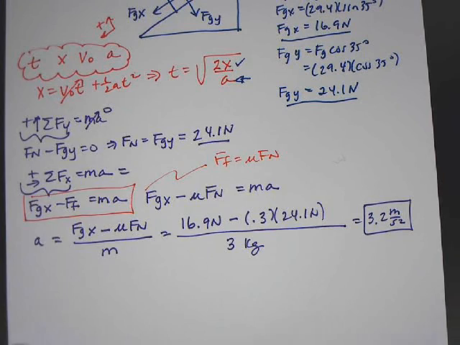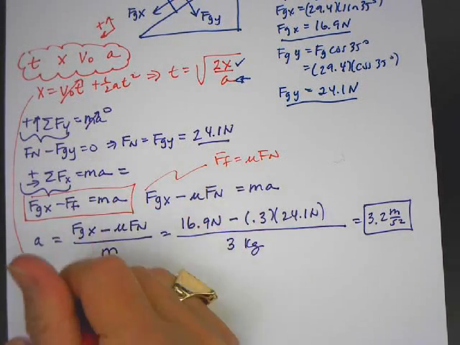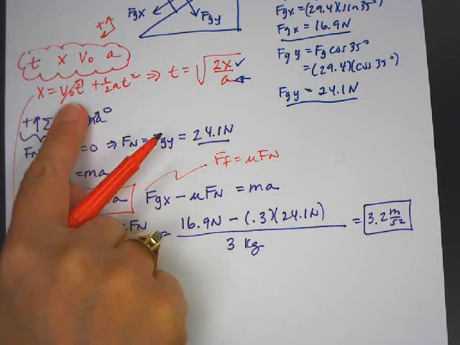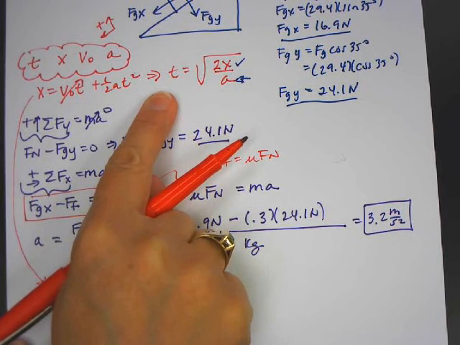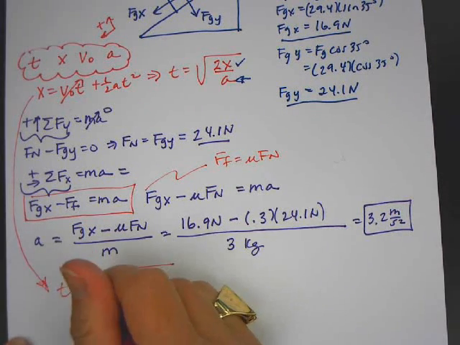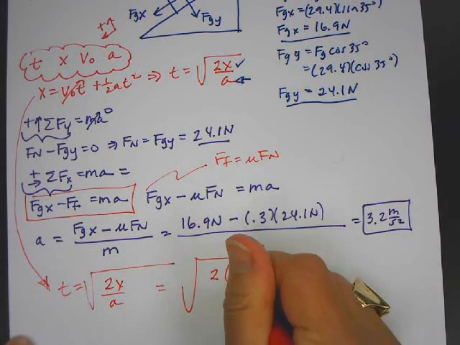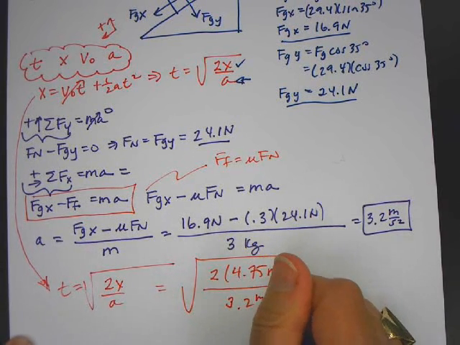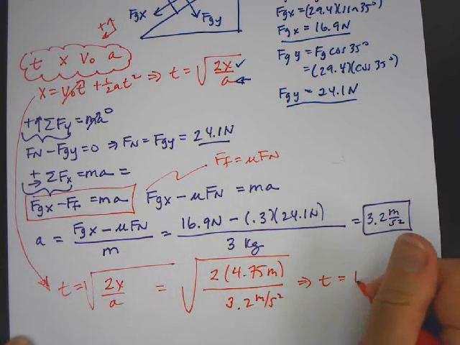And now that I found a, I'm going to go back to what I did up here. I know that x is equal to v naught t plus 1/2 at squared. It started from rest, so v naught is 0. I rearranged the equation to solve for the unknown in terms of the known, so now I'm going to substitute it in. t is equal to the square root of 2x over a. So it's equal to the square root of 2 times 4.75 meters divided by 3.2 meters per second squared. So t comes out to be 1.7 seconds.